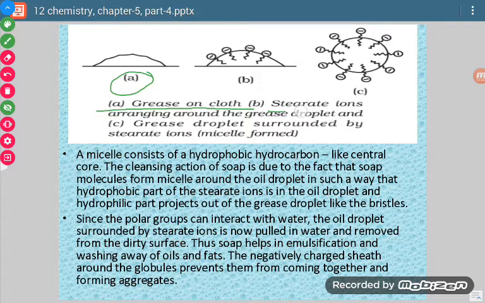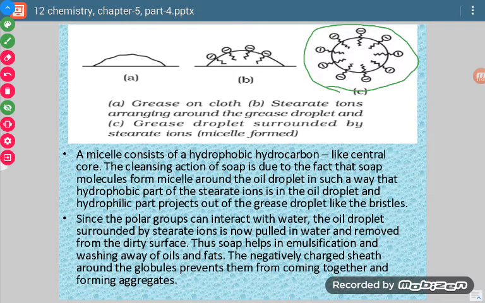Now in the B diagram we have shown stearate ions arranging around the grease droplet. So when we dip our dirty cloth in soap solution, then what happens? Then this type is formed. So many molecules will get attached with the grease or with the oil drop. Okay, and the third diagram is grease droplet surrounded by stearate ions. Means what happens? Now so many molecules surround it. Okay, then what happens? Then we are able to see here the negative end is towards outside.